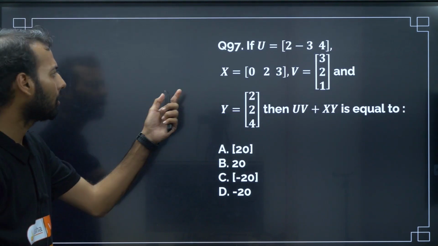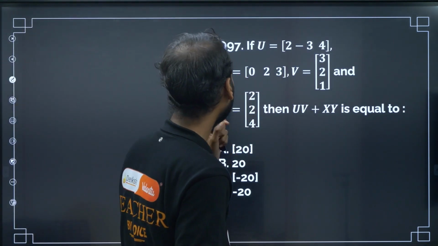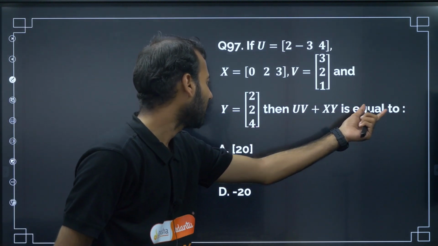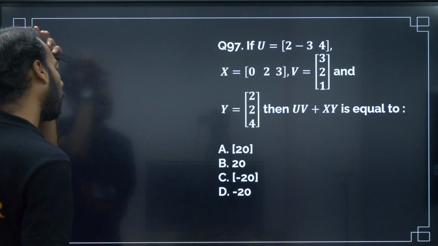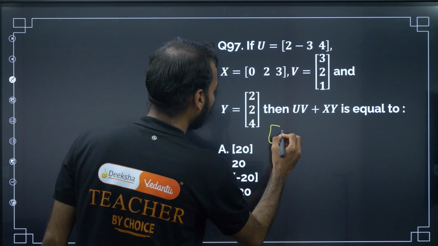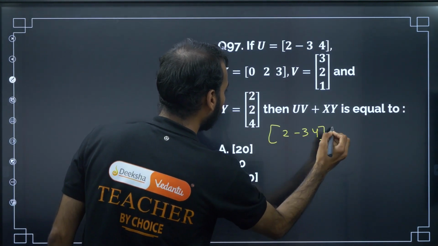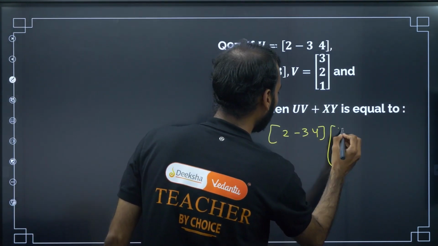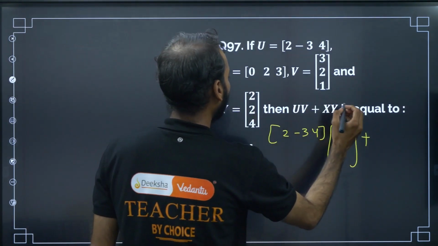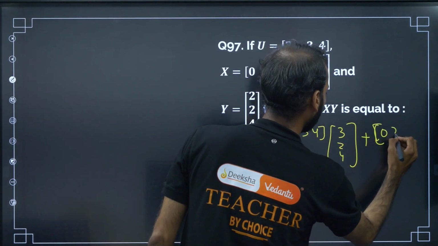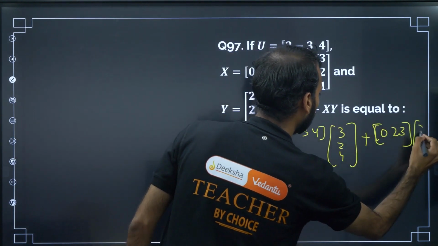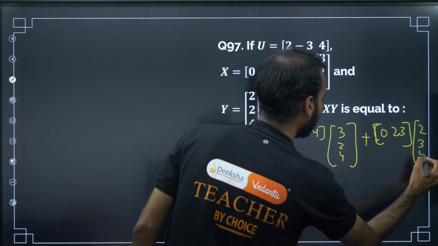If U is equal to some matrix, and they have given some information about these matrices, then UV plus XY is equal to... easy question. Matrices are also small only, not much calculation, not very time consuming, very easy. So U is 2 minus 3 4, V is 3 2 4, plus XY, where x value is 0 2 3 and y value is 2 2 4. I am just substituting the values of this.